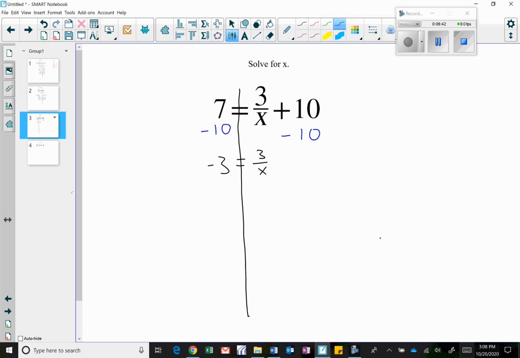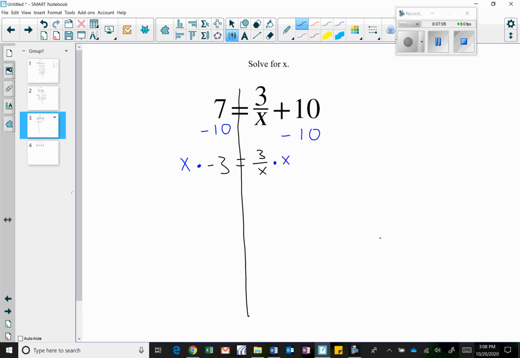So I'm going to go ahead and multiply each side by x, right? Because I don't like when my x is in the denominator. I really try to get rid of fractions whenever I can, right? So the opposite of dividing by x is multiplying by x to both sides.